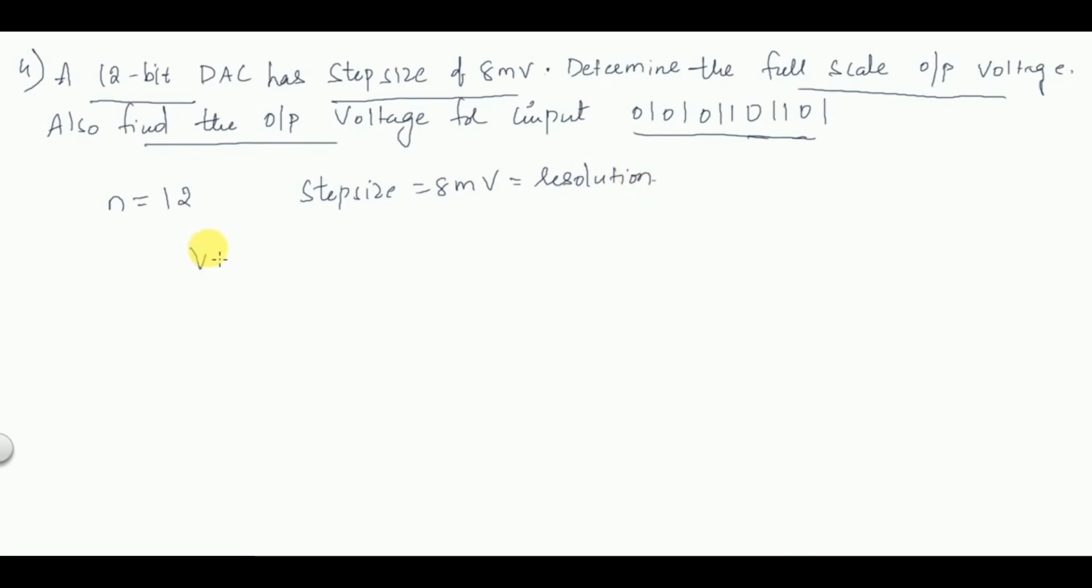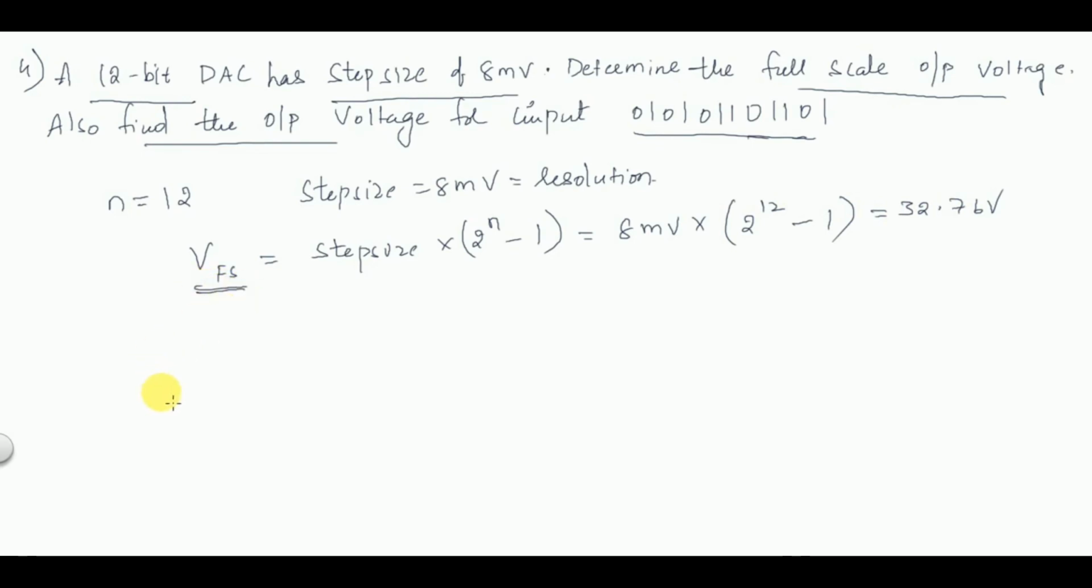So VFS is equal to step size into 2 power n minus 1, because resolution is equal to VFS by 2 power n minus 1. So VFS is equal to 8 millivolts into (2 power 12 minus 1). If you find that, you'll get around 32.76 volts. So this is your full scale output voltage. Next, what we have to find is V0. V0 is given by resolution into D.